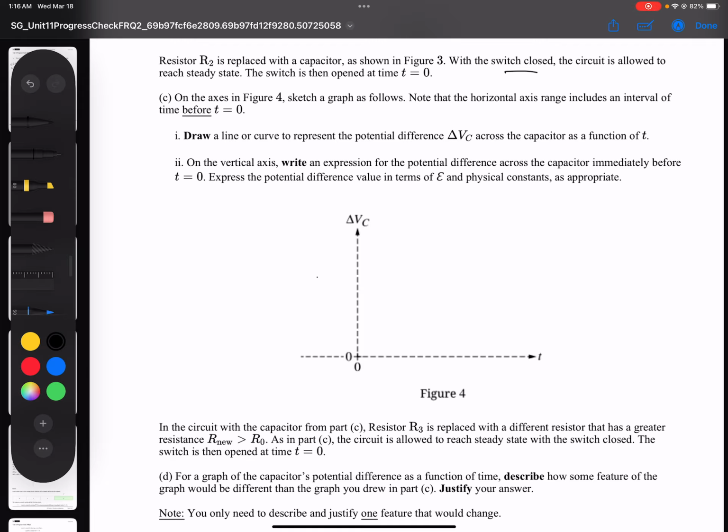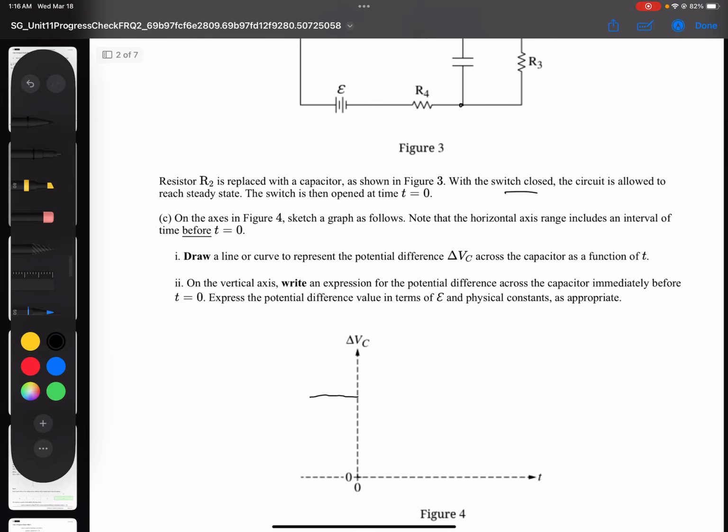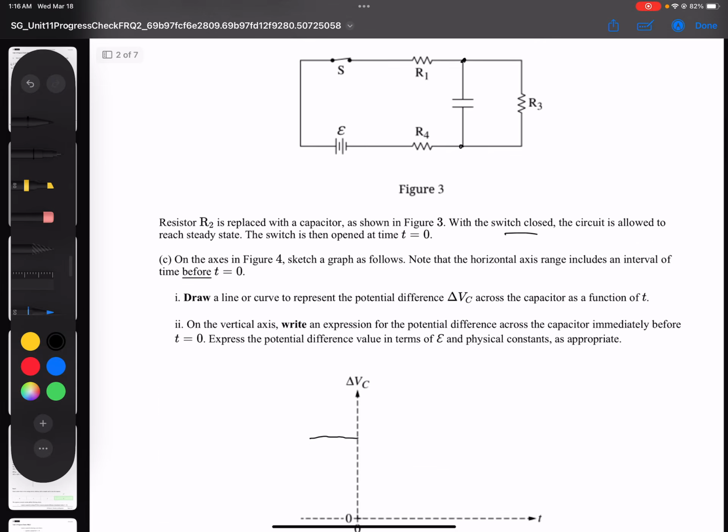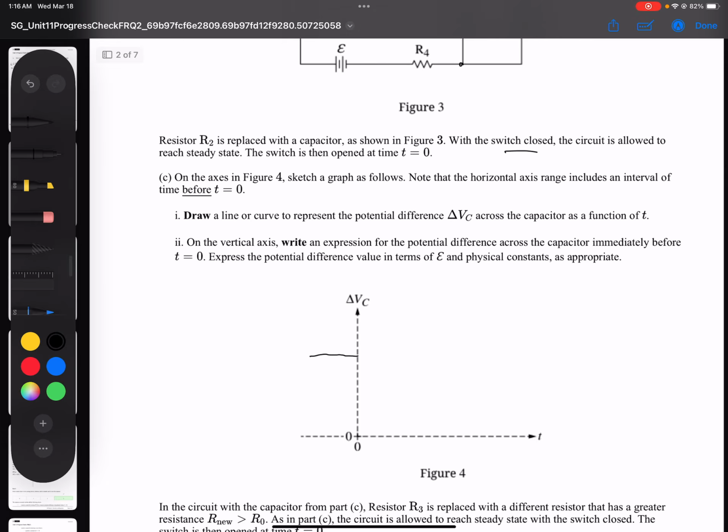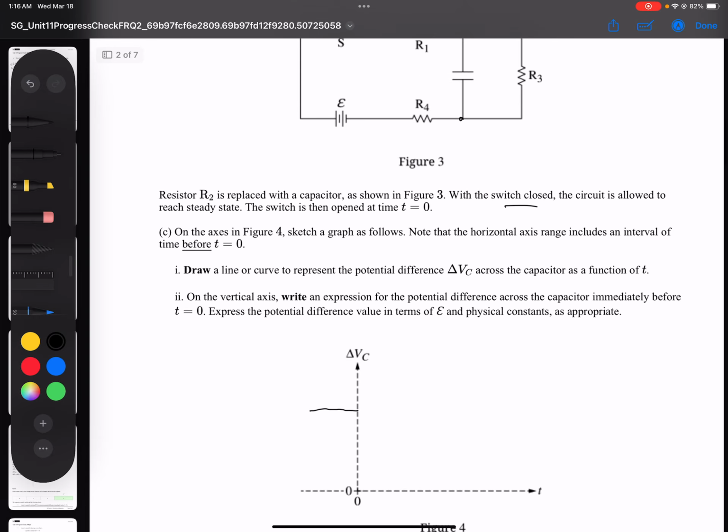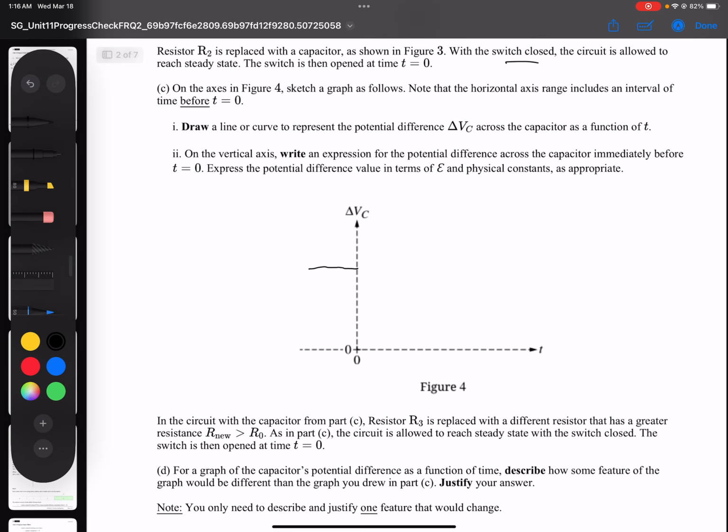So now we've got to see, well, what's this voltage across the capacitor right before? I'm sorry, not the battery, what am I saying? After we charge the capacitor, it reaches steady state. We're going to open the switch at time t equals 0. So the capacitor discharges into resistor R3. And here we know it's going to be a decaying exponential, okay? And it's going to asymptotically approach 0.